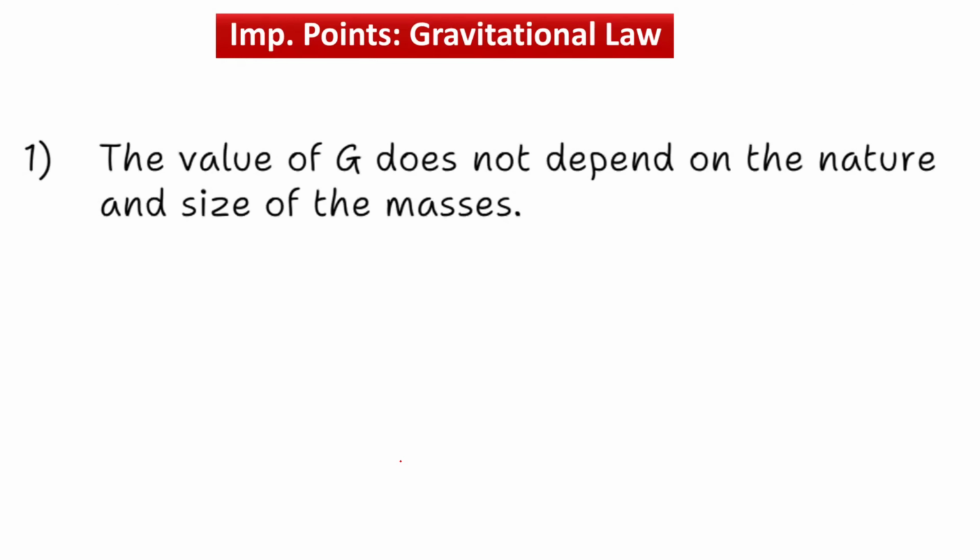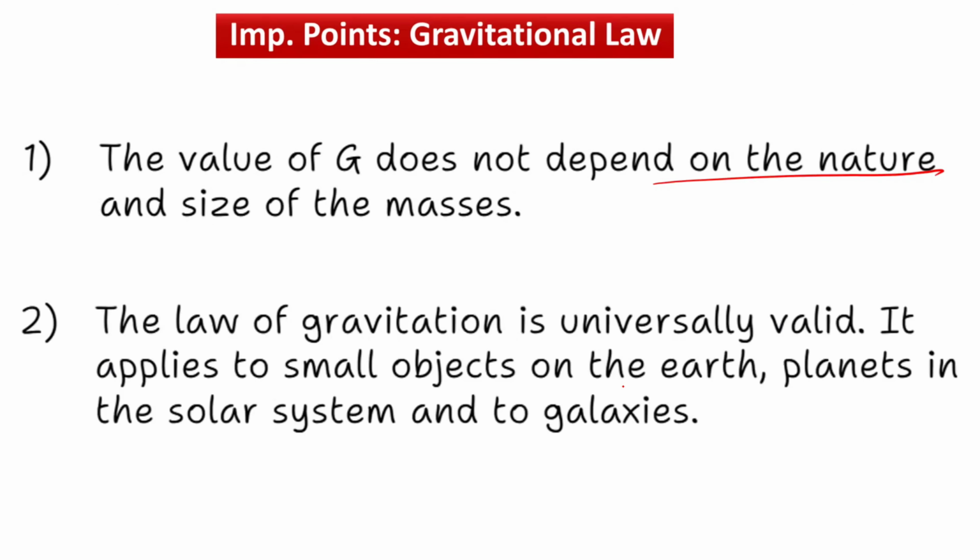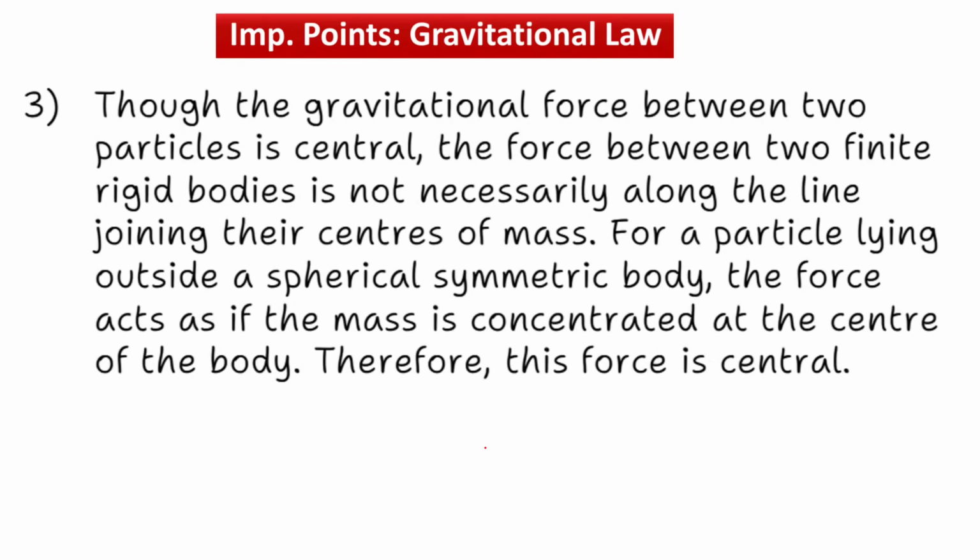Next, the value of G does not depend on the nature and size of the masses. Second point, the law of gravitation is universally valid. Mind you, it applies to small bodies on the Earth, planets in the solar system, and two galaxies. Third is a very, very important point. Though the gravitational force between two particles is central, the force between two finite rigid bodies is not necessarily along the line joining their centers of mass. This should be kept in mind.